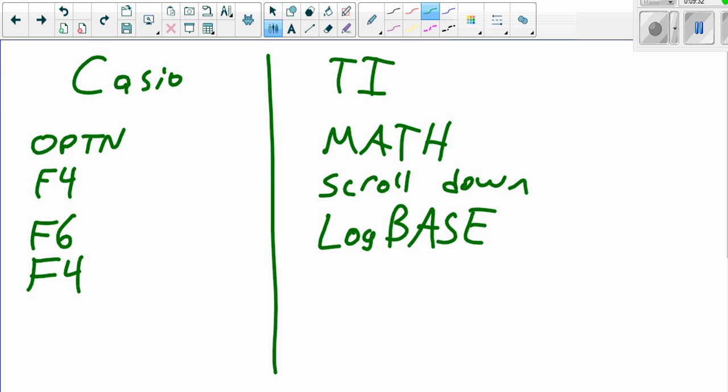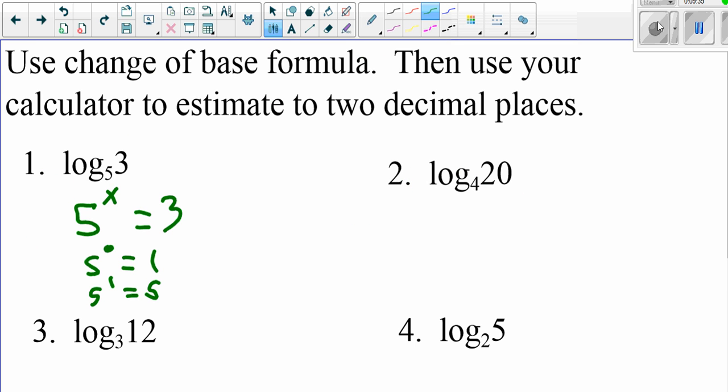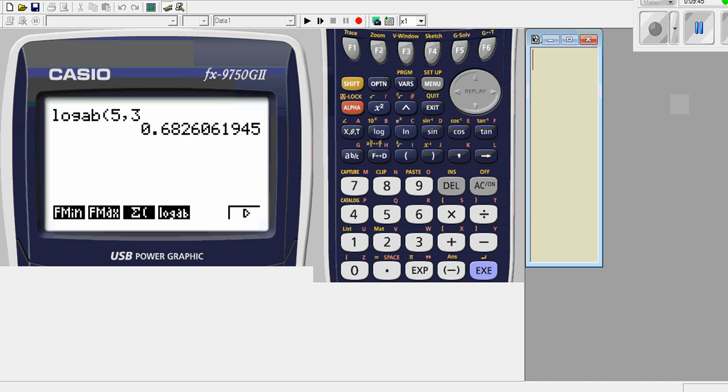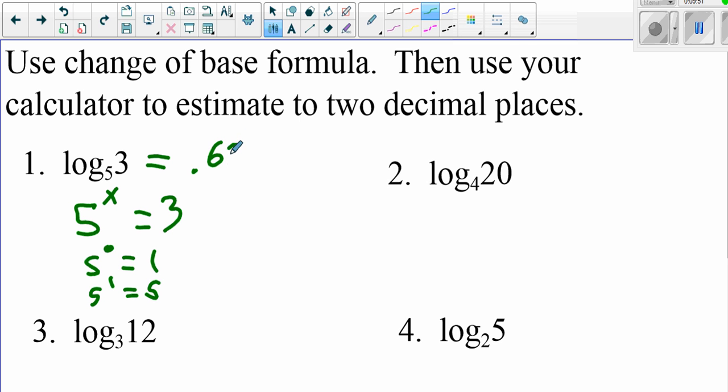So when we typed this into our calculator, we did log AB, and then we did 5, 3. It gave us the answer of 0.6 something, 0.6826. It says rounded to 2 decimal places, so rounded to 2 decimals is 0.68.